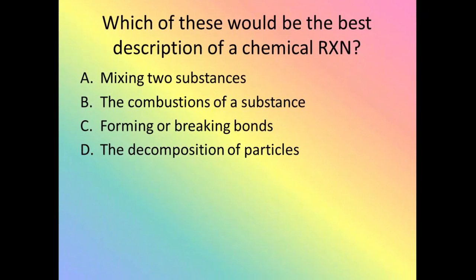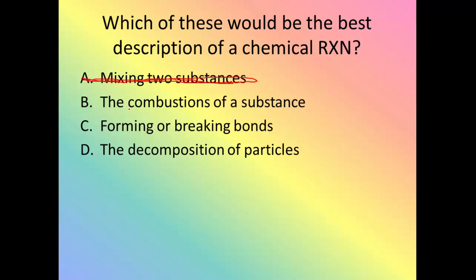Alright, so which of these would be the best description of a chemical reaction? Before you read the answers, think about what we already discussed the definition of being. Have that in the back of your mind and then read the options. We have mixing two substances, the combustion of a substance, forming or breaking bonds, or the decomposition of particles. So we know that you can mix two substances and not have it form a chemical reaction, so we can get rid of A.